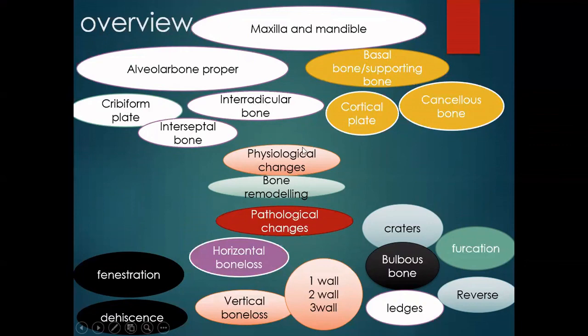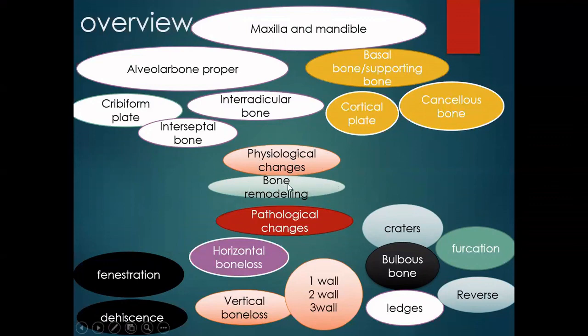So the maxilla and the mandible consist of alveolar bone proper and the basal bone. Next, we see the physiology. We have seen the physiological changes, the bone cells, and the X-ray features. Active bone formation and bone resorption happen normally when there is an equal amount of bone formation and resorption. Maintaining this balance is a physiological change called bone remodeling.